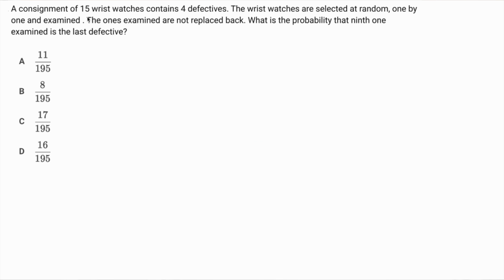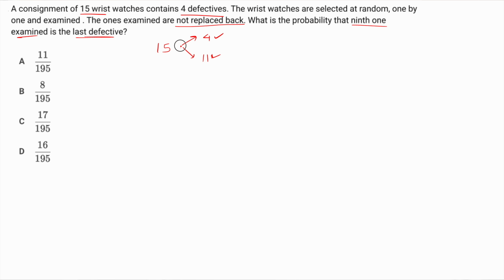Okay guys, a consignment of 15 wristwatches contain 4 defectives. So out of 15 wristwatches, we have 4 defective, by default 11 good watches, proper watches, right? The wristwatches are selected at random, one by one and examined. The ones examined are not replaced back. What is the probability that 9th one examined is the last defective?